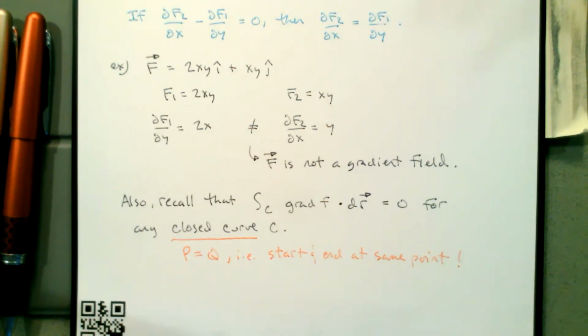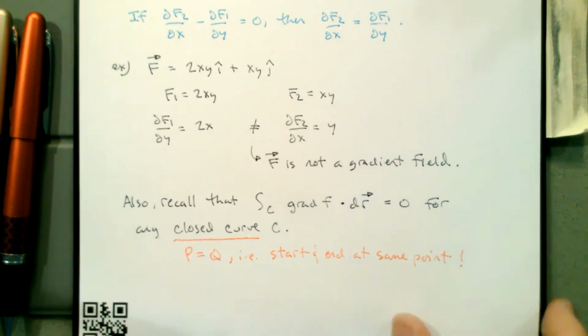So here's one way to determine if we've got a gradient field. Calculate a line integral around any closed curve, see if you get 0. This curl is another way to determine if we've got a gradient field. And these two ideas are connected in a theorem called Green's theorem.